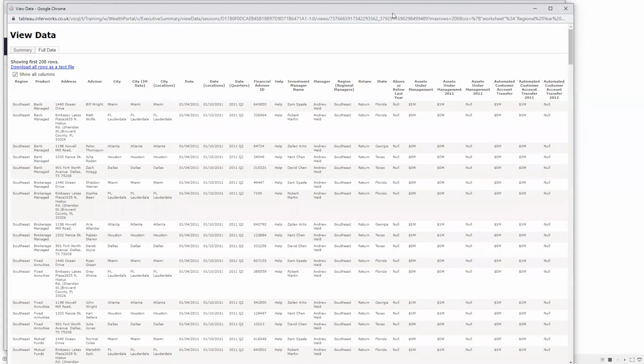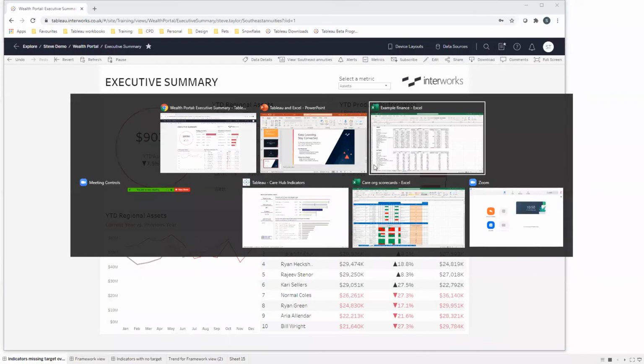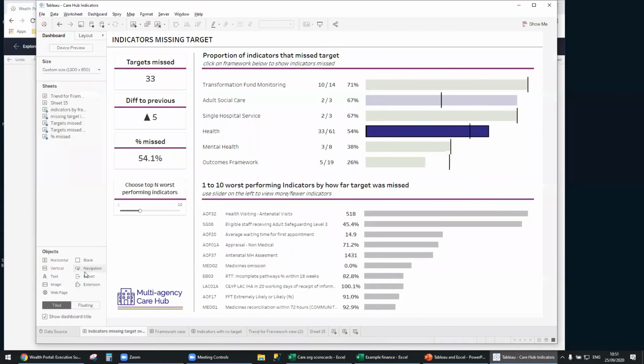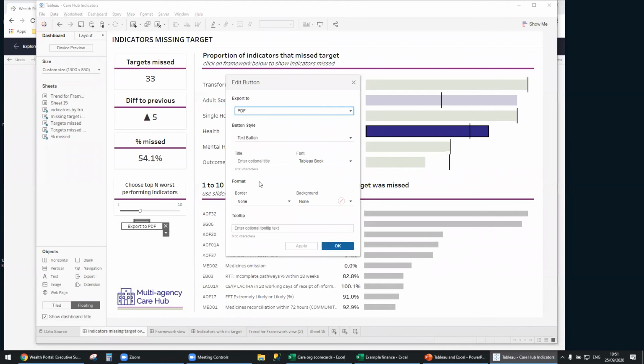We can make this more intuitive by adding buttons as well. One of the things you can do within a Tableau dashboard is this export button. If I grab it floating and drag it in, I've got an option to enable them to export this to PDF, PowerPoint, or as an image. So if they wanted the chart, they could do it this way.